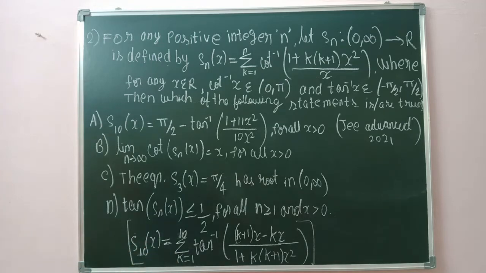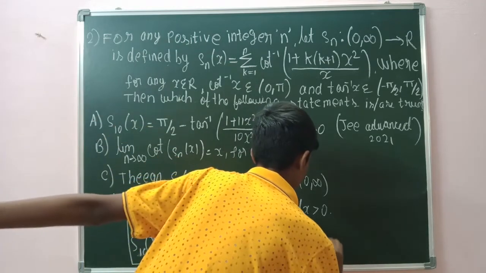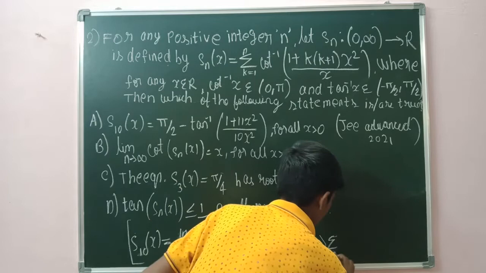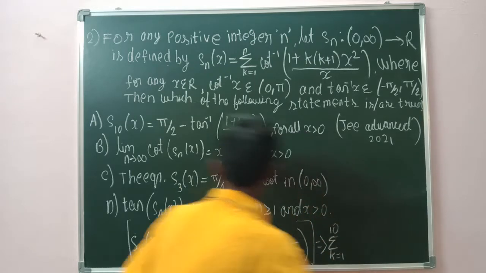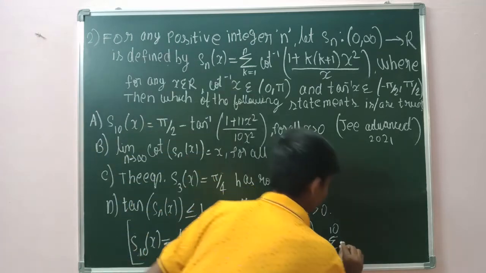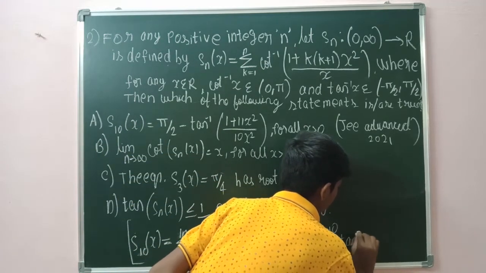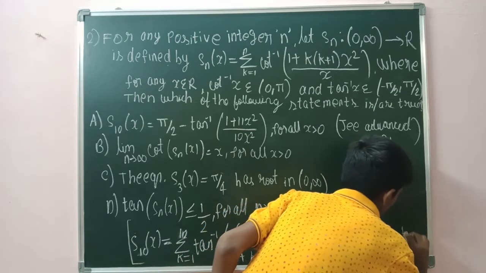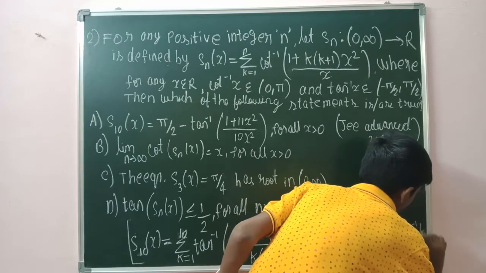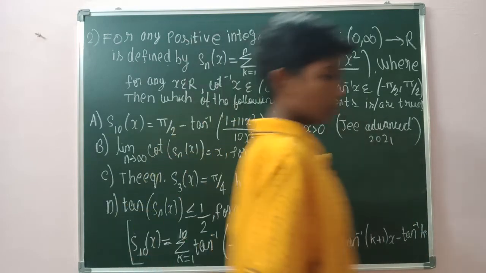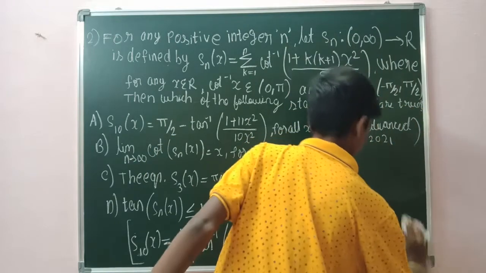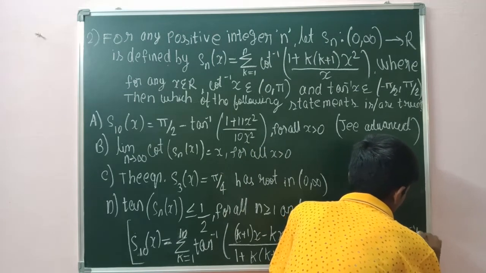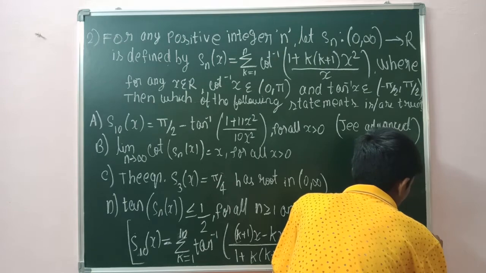If you need to find the value S10 of x, just put your n as 10. Now I can write the same summation, listen very carefully, summation of k equals 1 to 10 only. Now, using that formula, I can write the tan inverse of a minus b, that is tan inverse of (k plus 1)x minus tan inverse of kx. Correct? I don't have space.